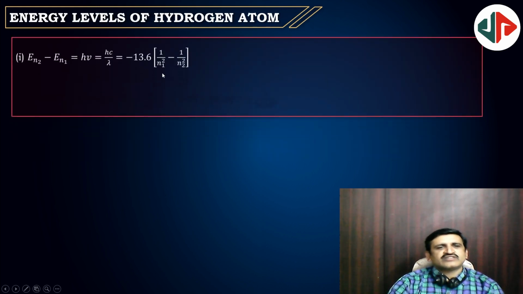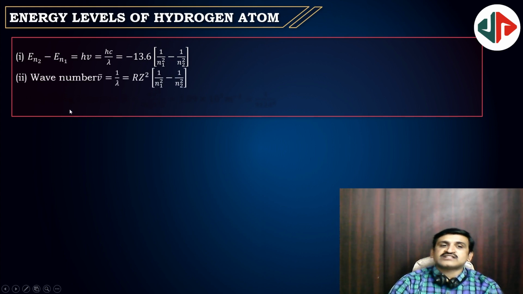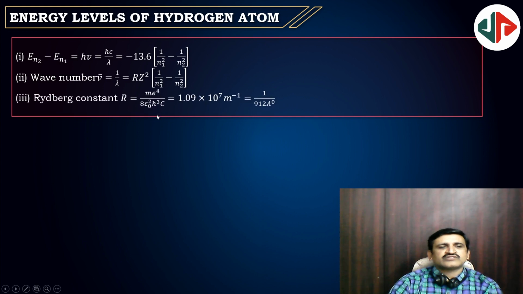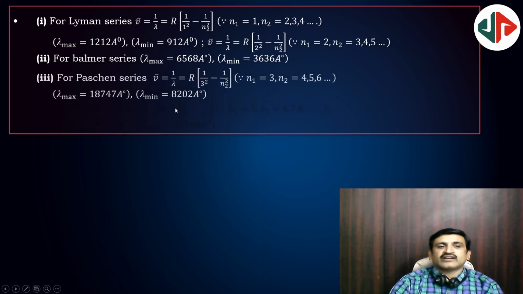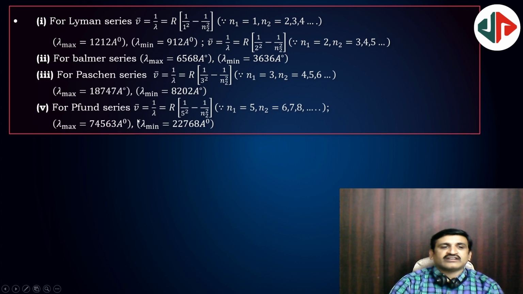Energy levels of the hydrogen atom. En2 minus En1 is equal to -13.6 times (1 by n1 square minus 1 by n2 square). Wave number 1 by lambda equals R Z square times (1 by n1 square minus 1 by n2 square). Rydberg constant R is equal to m e to the power of 4 by 8 epsilon naught square h cube c. Lyman series is falling into the first orbit, and Balmer series is falling into the second orbit. Only Balmer is in the visible spectrum, the remaining are not. Paschen, Brackett, Pfund are the subsequent series.